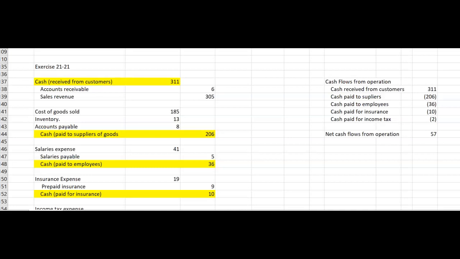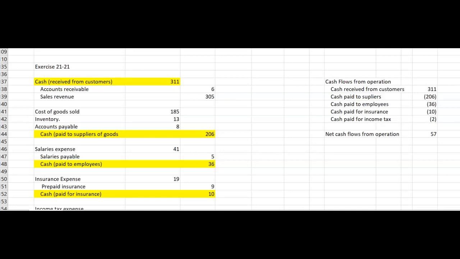I now would like to go over exercise 21-21, and it's cash flows from operating activities direct method derived from the income statement and the cash flows from operating activities using the indirect method. And the first thing they want us to do is to report cash received from customers.